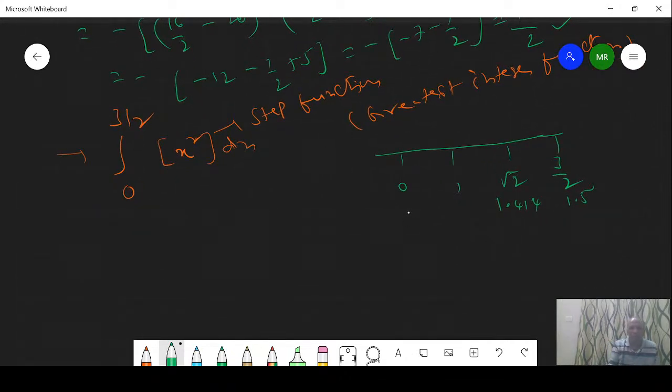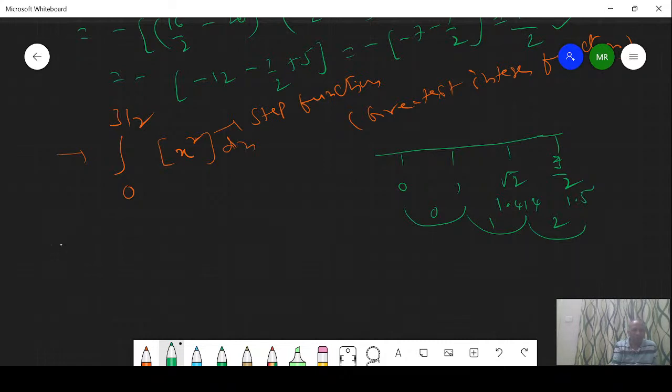Between 0 to 1, if you take any number and square it, the step function gives 0 only. Between 1 to root 2, if you square any number between 1 and root 2, the integer part will be 1 only. After that, for any number between root 2 and 3 by 2, if you square it, you will get 2 point something, so it comes 2.